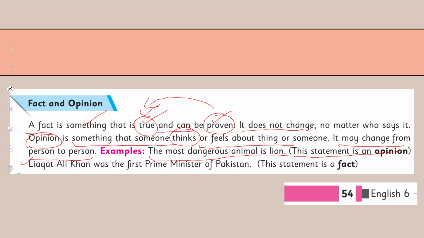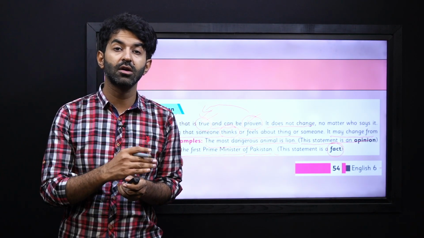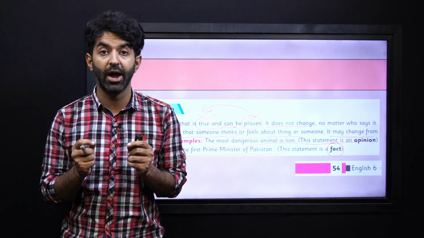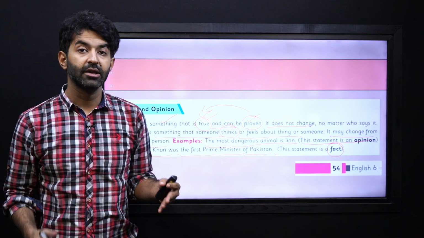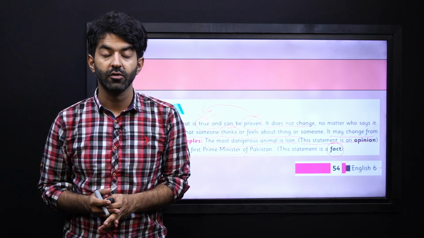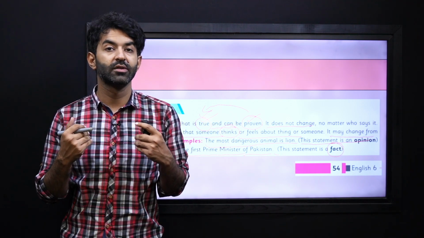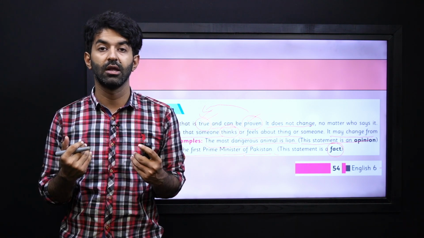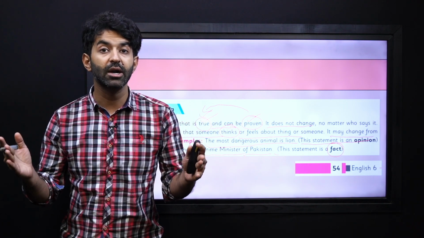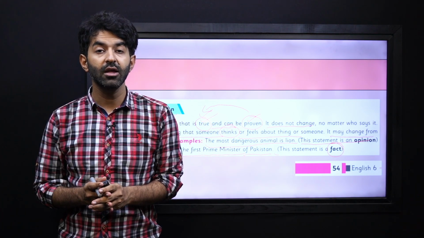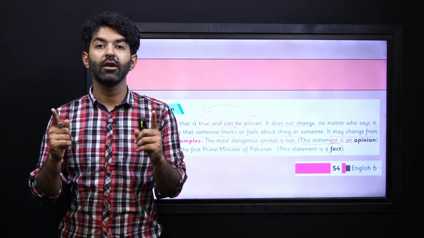Let's look at a fact. Liaquat Ali Khan was the first Prime Minister of Pakistan. Now, this is a fact. This sentence contains a fact because it is true. We can see the history. We can look back in time and see who was the first Prime Minister of Pakistan, and you can find the answer. It is Liaquat Ali Khan. So this is not my opinion or what I think or feel about Liaquat Ali Khan, or anybody else's opinion or feeling. This is a fact. You can check it, you can prove it.